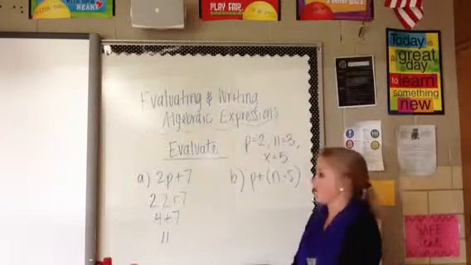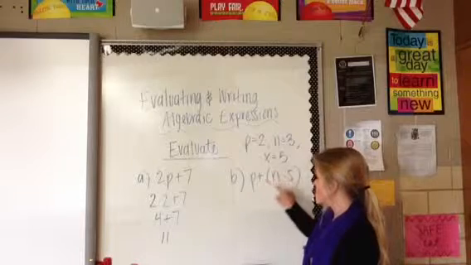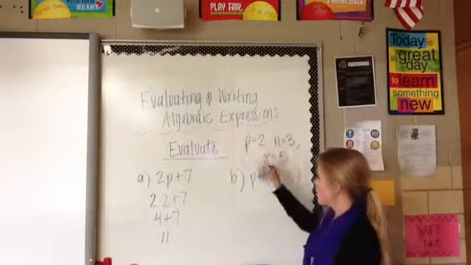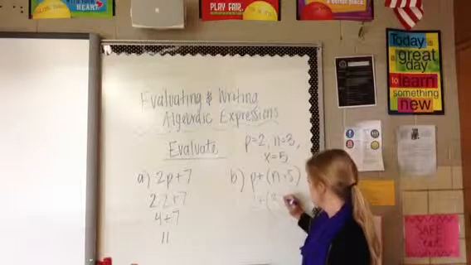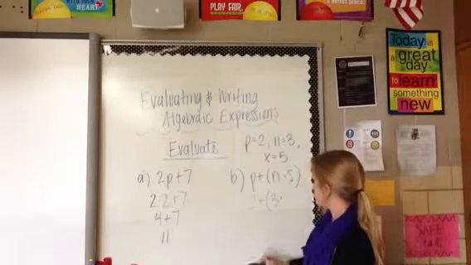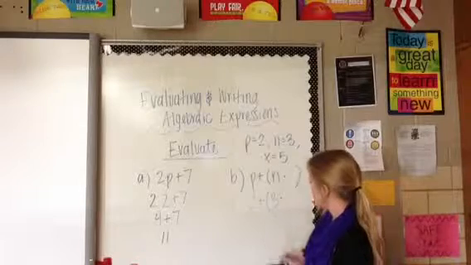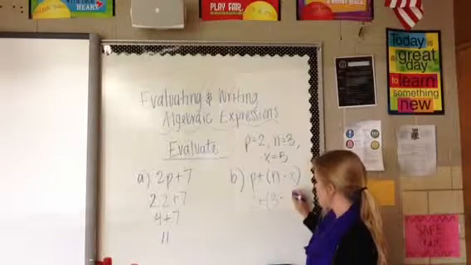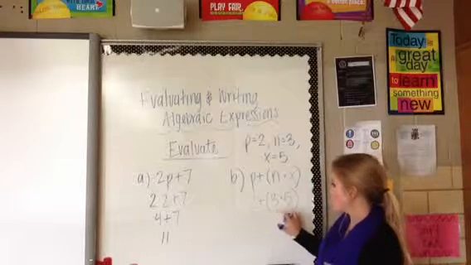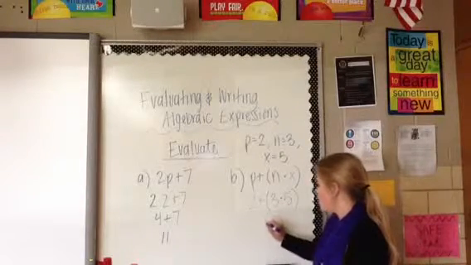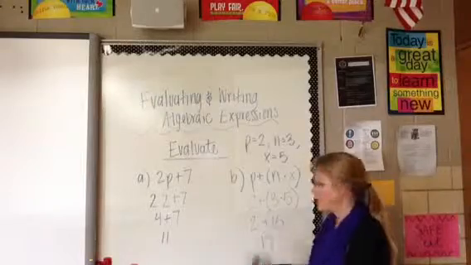This one is all variables. P plus parentheses n times x. So I'm going to plug them all in. P is 2. N is 3. Oops, this is supposed to be an x, excuse me. X is 5. So I'm going to use my order of operations. Parentheses first. 3 times 5 is 15. Plus 2 is 17.